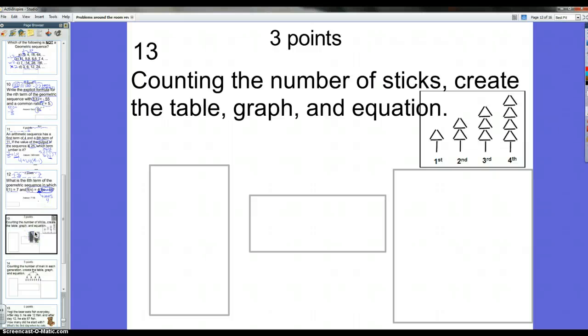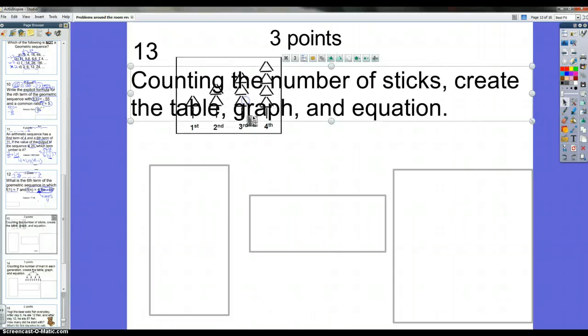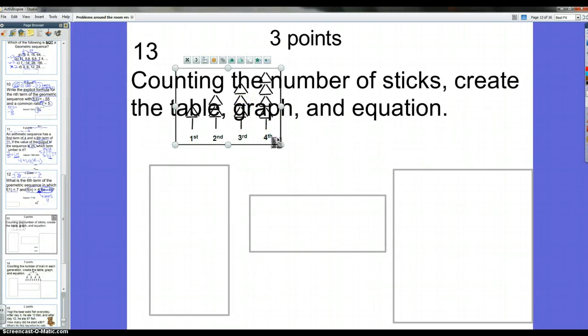Counting the number of sticks, create the table, the graph, and the equation. So in this picture, you probably can't see the sticks very well because I've shrunk this picture down.